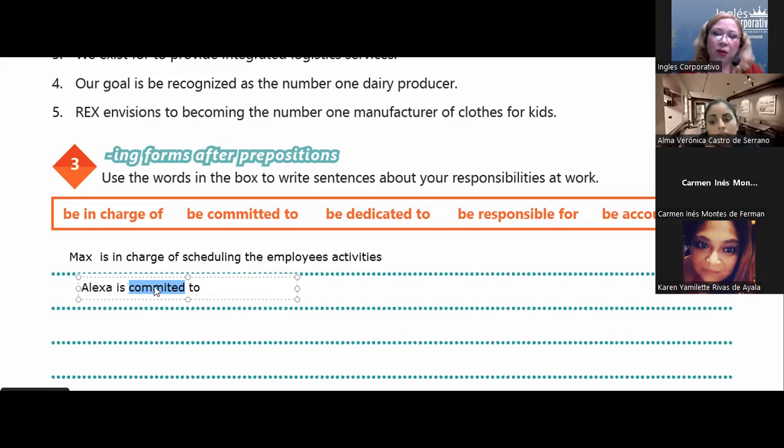Aquí estamos hablando, es como comisionada, right? Is committed to, what are the activities that she is responsible for? What are the activities that she's committed to? Okay, so we can say, for example, en este caso, el ejemplo este no nos funciona, puso to her role in the company. Not exactly. Aquí vamos a hablar de actividades. A ver, una actividad que puede hacer Alexa. ¿Alguien me quisiera dar alguna?